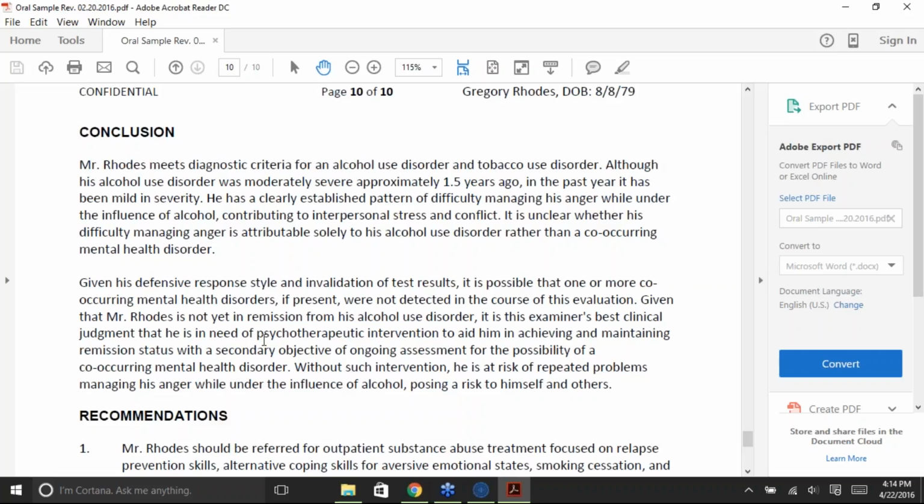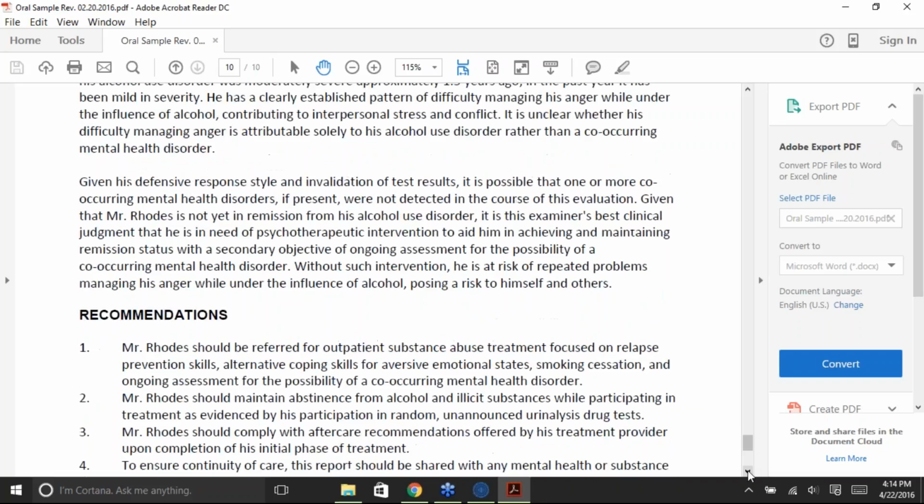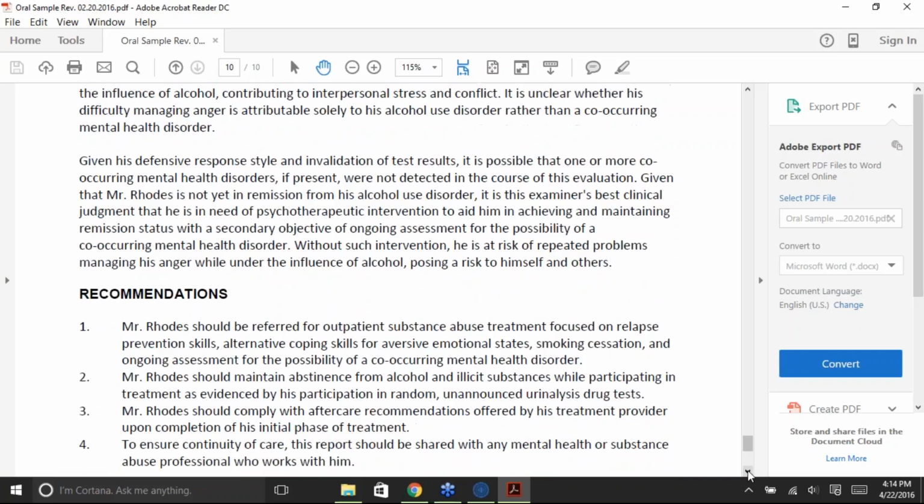Without such intervention, he is at risk of repeated problems managing his anger while under the influence of alcohol, posing a risk to himself and others. So you see there's a logical flow from my summary to my conclusion, and in turn there will be a logical flow from conclusion to recommendation.